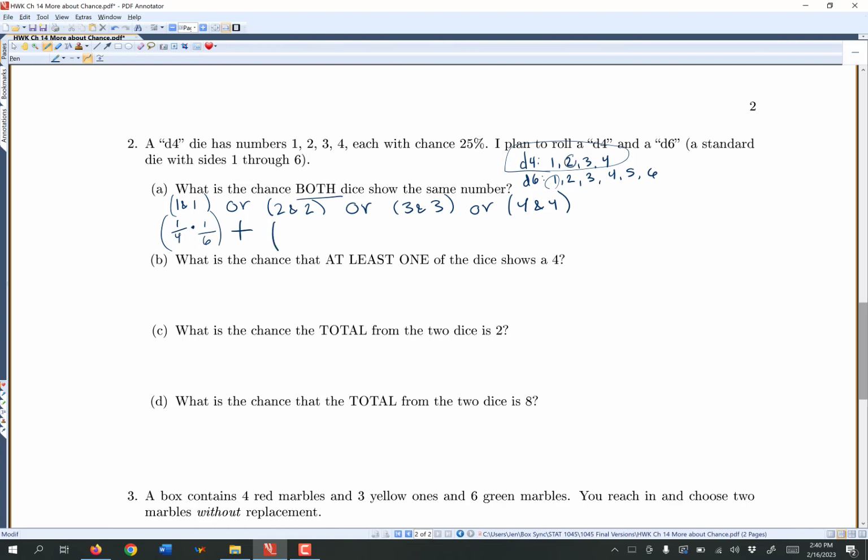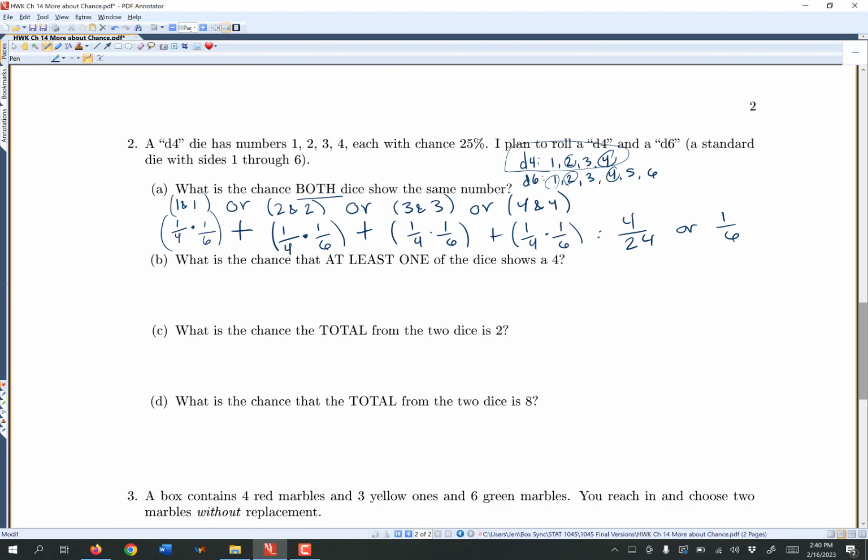Now I need a 2 and a 2. So for the D4, I'll have 1 out of 4 options, times, to get a 2 on the D6, I have 1 out of 6 options. Basically you'll see it'll be the same thing. To get a 3 and 3, it'll still be 1/4 times 1/6. And to get the 4 and the 4, it will be 1 out of 4 options and 1 out of 6 options. So 1 out of 4 times 1 out of 6. If I add all of that up, I get 4 out of 24, or 1/6, depending on how you put this into your calculator. So that's how I can do it without listing out all the options.